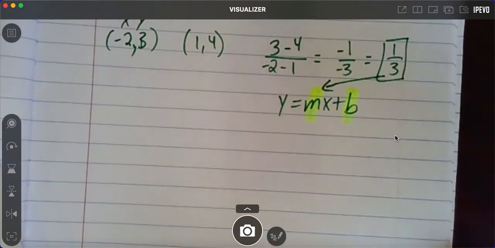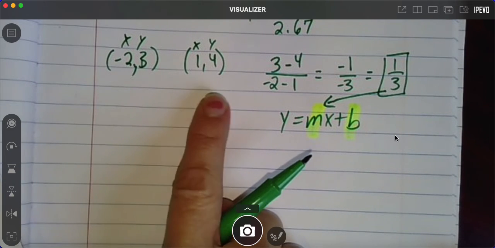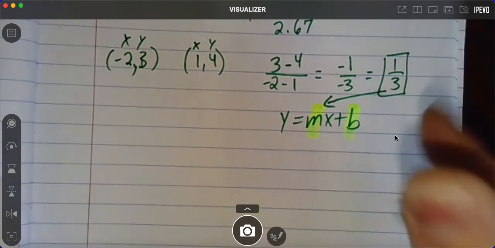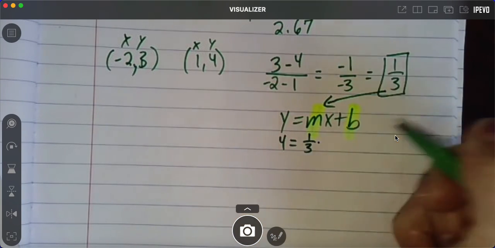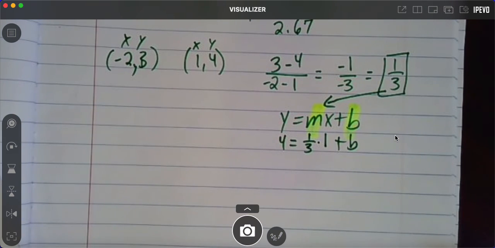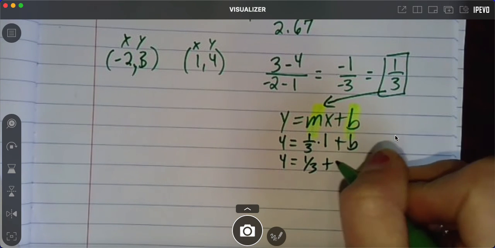Here's an X and a Y, and here's an X and a Y. Which one do y'all want to use? One of them. Me too, because it's positive numbers, and I like positive numbers better. Okay? So I'll do the 1 and the 4, and I'm going to plug them in. So for the Y, what one do I use? 4. My slope is 1/3. My X is 1. And I'm trying to find that B. So 4 equals 1/3 plus B.